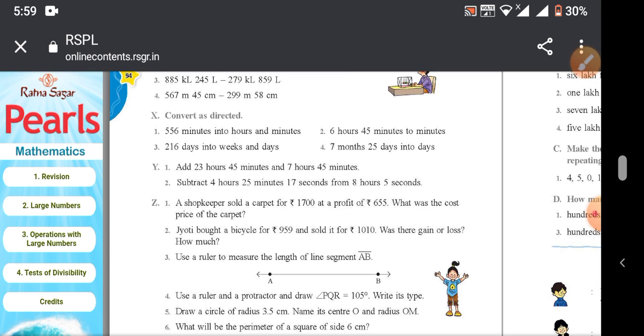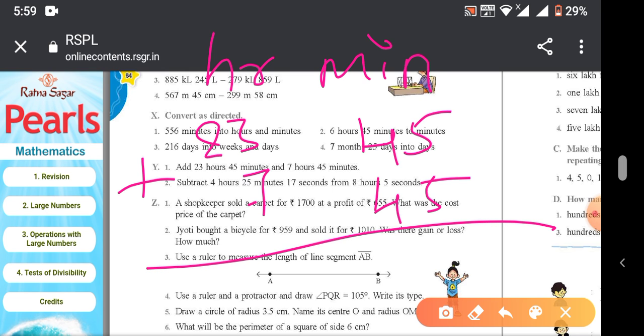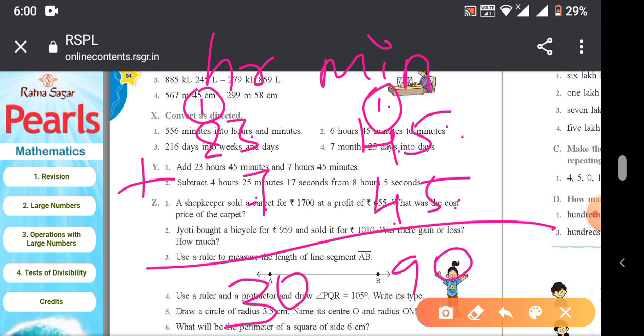Next, by mean. First one, add 23 hours, 45 minutes and 7 hours, 45 minutes. So same thing. Hours, and here minutes. So here, this is an addition sum. 5 plus 5, 10. So 0 here, 1 here, 4 plus 4, 8, 8 plus 1, 9. Okay, next, 7 plus 3, 10, 0 here, 1 here, 2 plus 1, 3. So now 30 hours, 90 minutes is the answer.